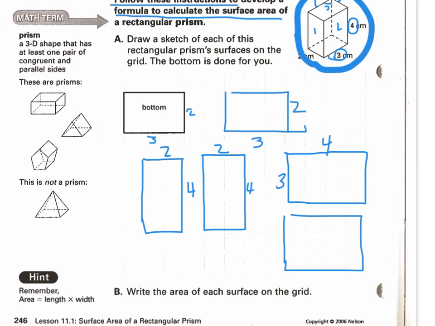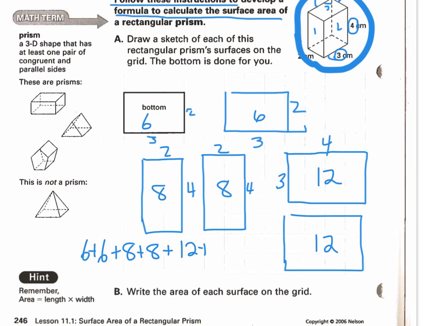3 times 2 is 6. 3 times 2 is 6. 2 times 4 is 8. 2 times 4 is 8. 3 times 4 is 12. And 3 times 4 is 12. Now I add that all up. 6 plus 6, 8 plus 8, 12 plus 12.